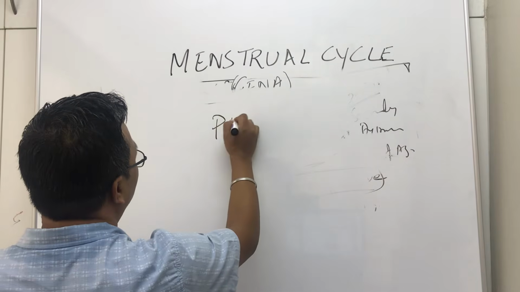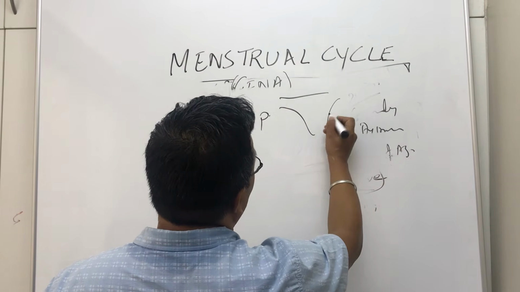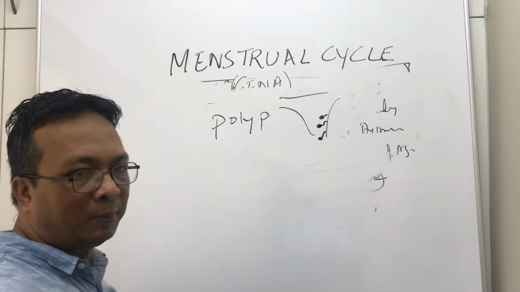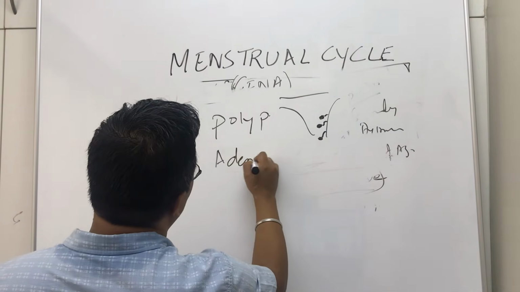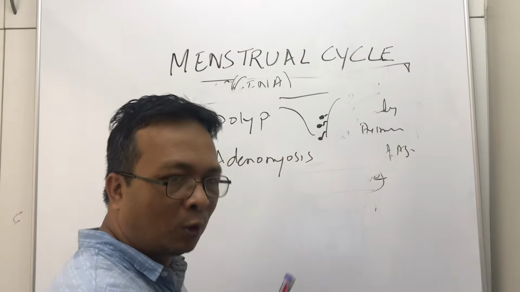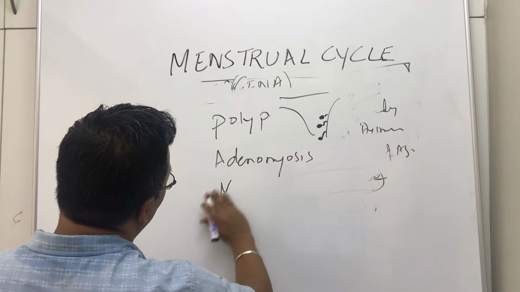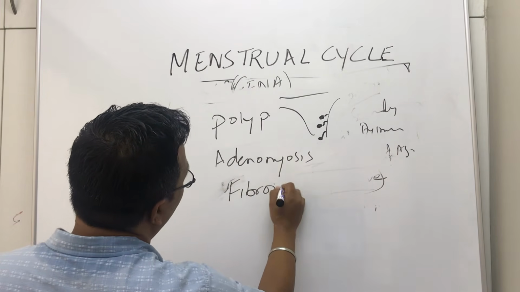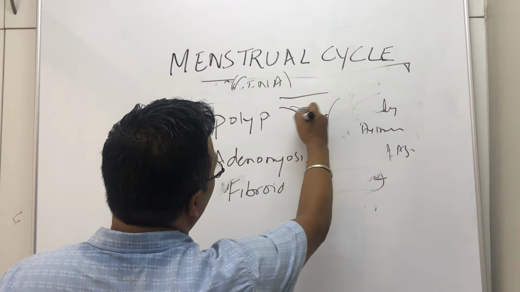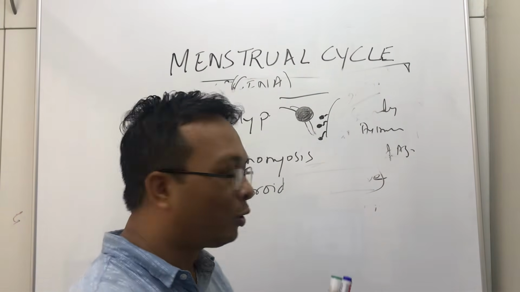Any sort of polyp. So this is the uterus, and from the myometrium there can be polyps, which are hanging. So polyps can be there. There can be adenomyosis. We'll discuss adenomyosis later, when there is growth in the myometrium. Then there is some structural deformity like myoma, fibroid. When there is a growth of tumor in the myometrium, we call it a fibroid, a growth in the myometrium, not in the endometrium.